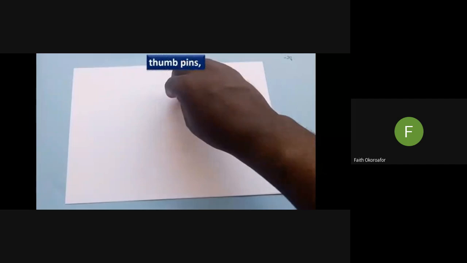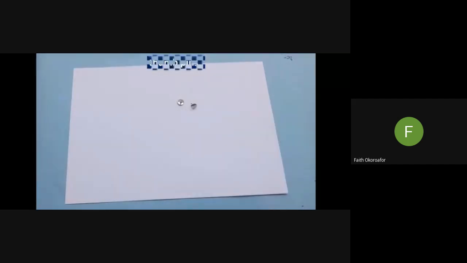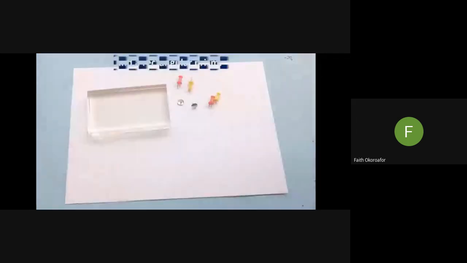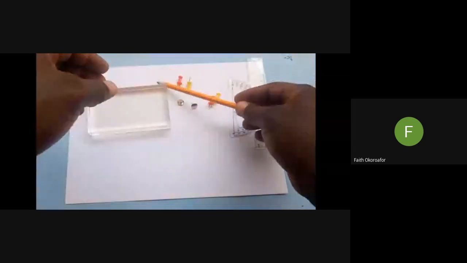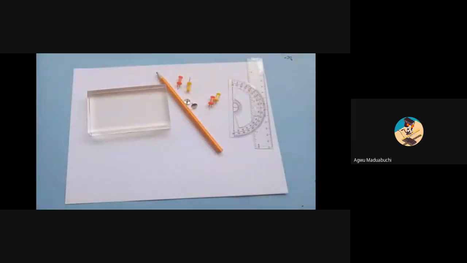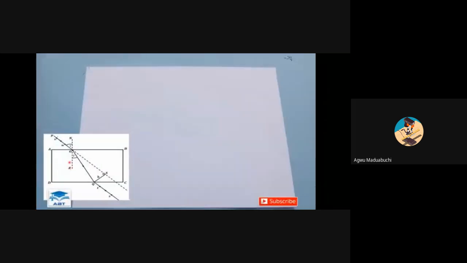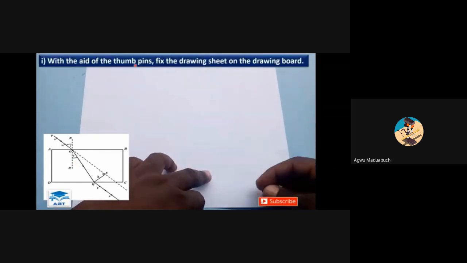So they will give you a drawing board, a drawing sheet, A4 paper, and optical pins. The optical pin may not necessarily look like this. The other one may look like a long needle. Do you know a needle? Yes, sir. So the optical pin they will give you may not have these yellow and red stuffs. It will just be the other one that looks like a long needle.